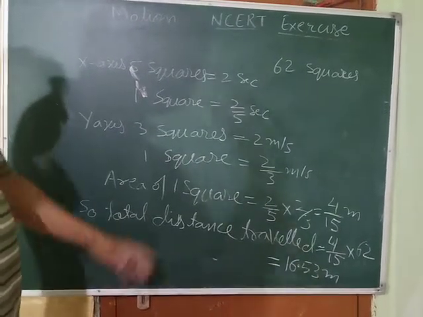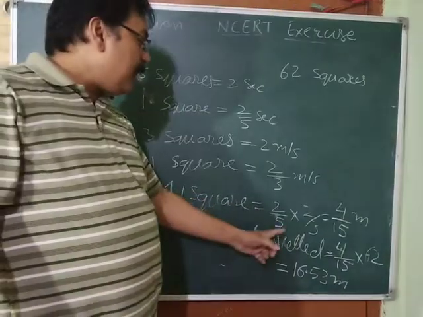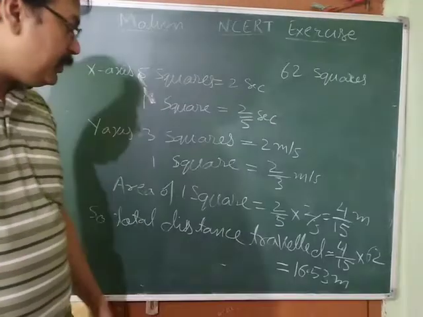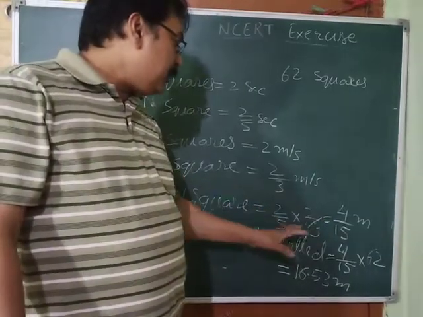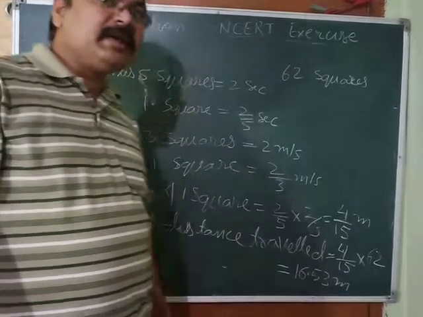No, see, it is like something like a rectangle we can say. So the area of 1 square is equal to 2 by 5 into 2 by 3. Okay, so 2 by 5 into 2 by 3, what will you get? 2 into 2 is 4, 5 into 3 is 15. 4 by 15.